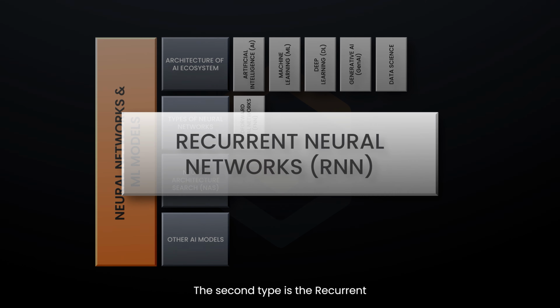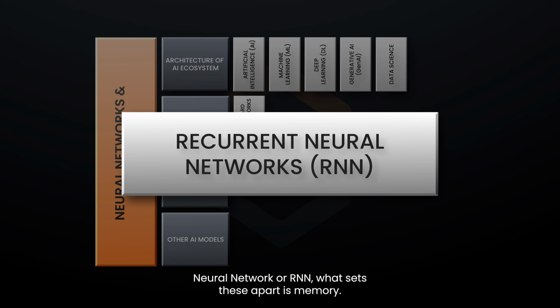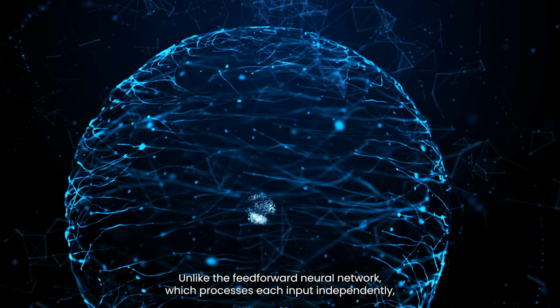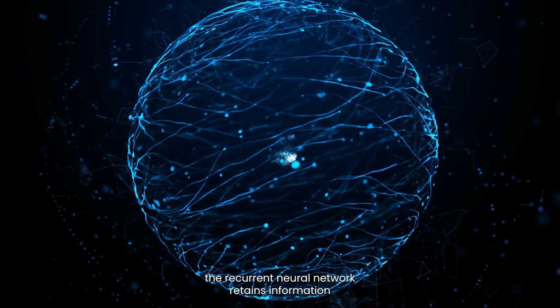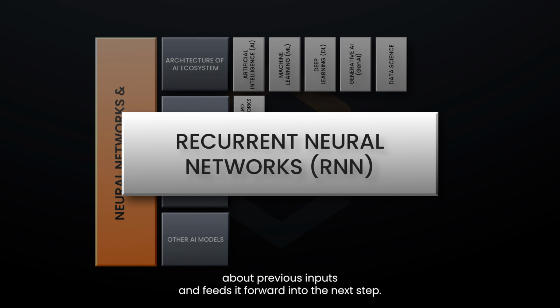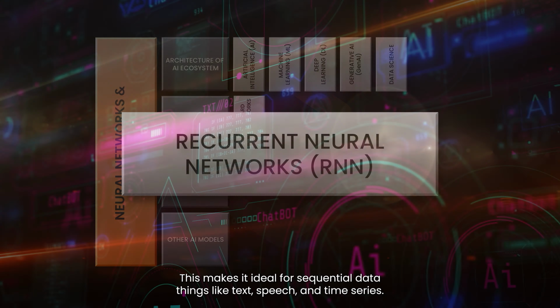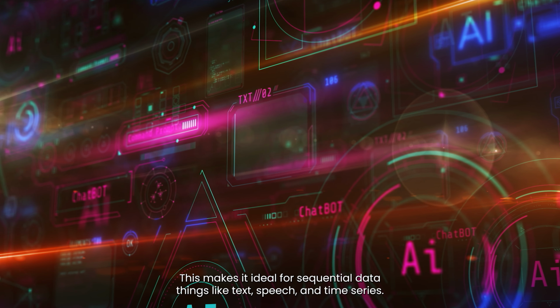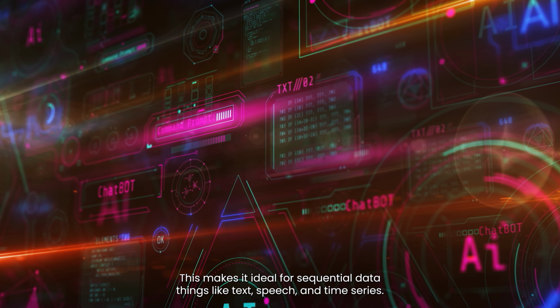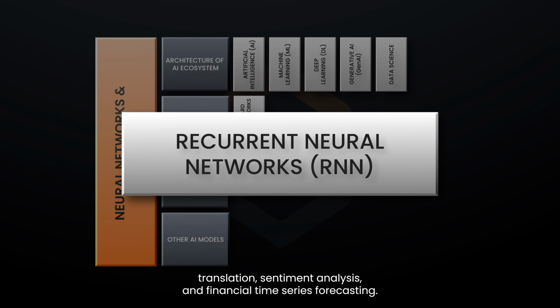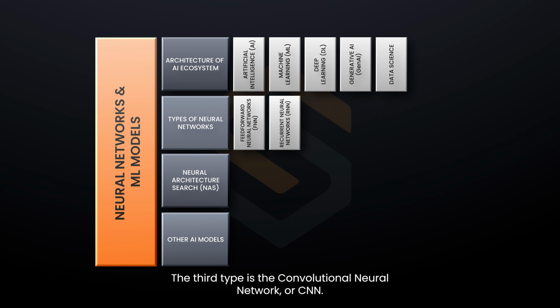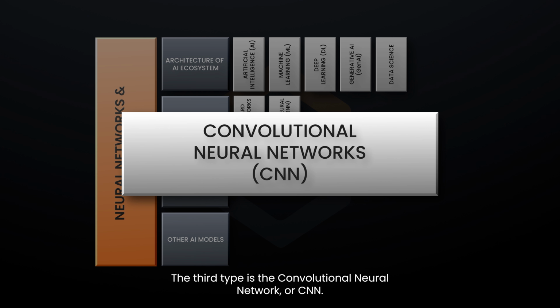The second type is the recurrent neural network, or RNN. What sets these apart is memory. Unlike the feed-forward neural network, which processes each input independently, the recurrent neural network retains information about previous inputs and feeds it forward into the next step. This makes it ideal for sequential data, things like text, speech, and time series. In practice, recurrent neural networks are used in language translation, sentiment analysis, and financial time series forecasting. The third type is the convolutional neural network, or CNN.